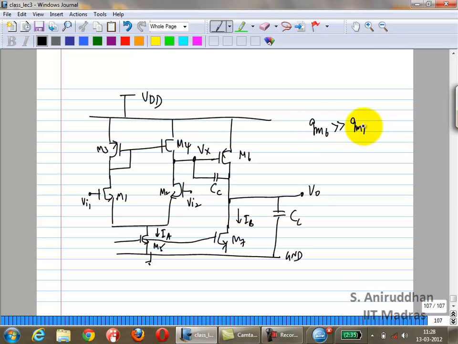So this is the condition we know. Vx looks like a virtual ground, right? You have studied the concept of virtual ground before. If you have a very large gain, you have a virtual ground at the input. So Vx looks like a virtual ground, which means IA current flows through CC, and you can now write a relationship between Vout and IA and CC, because it's just a DC current charging a capacitor.